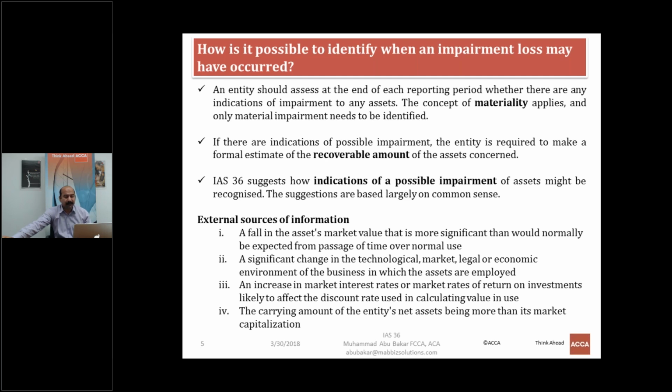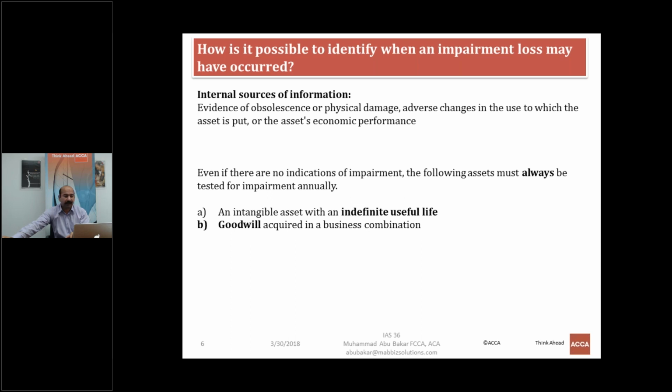Then an increase in market interest rates or market rates of return on investment likely to affect the discount rate used in calculating value in use, and the carrying amount of the entity's net assets being more than its market capitalization. Then internal sources of information: evidence of obsolescence or physical damage, adverse changes, and likewise. See, as I mentioned earlier, even if there are no indications of impairment, the following assets must always be tested for impairment annually. An intangible asset with an indefinite useful life. Goodwill acquired in a business combination.